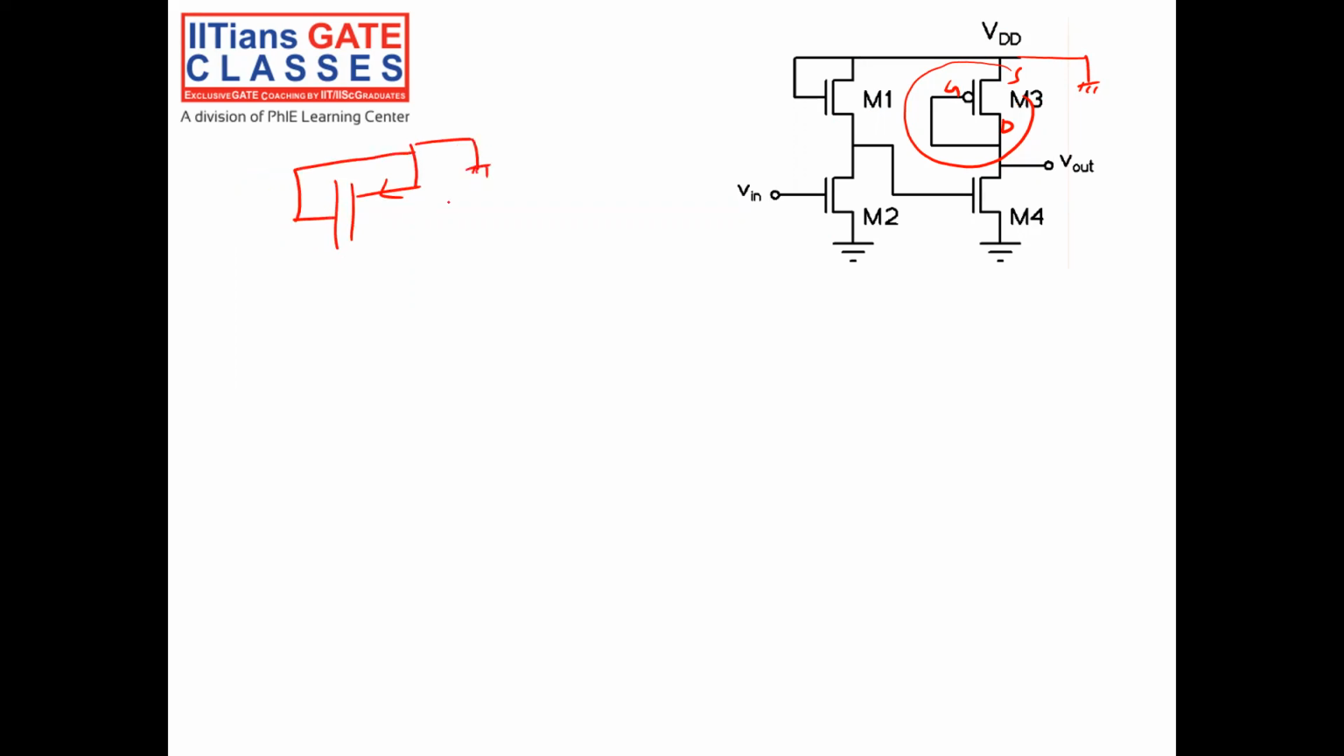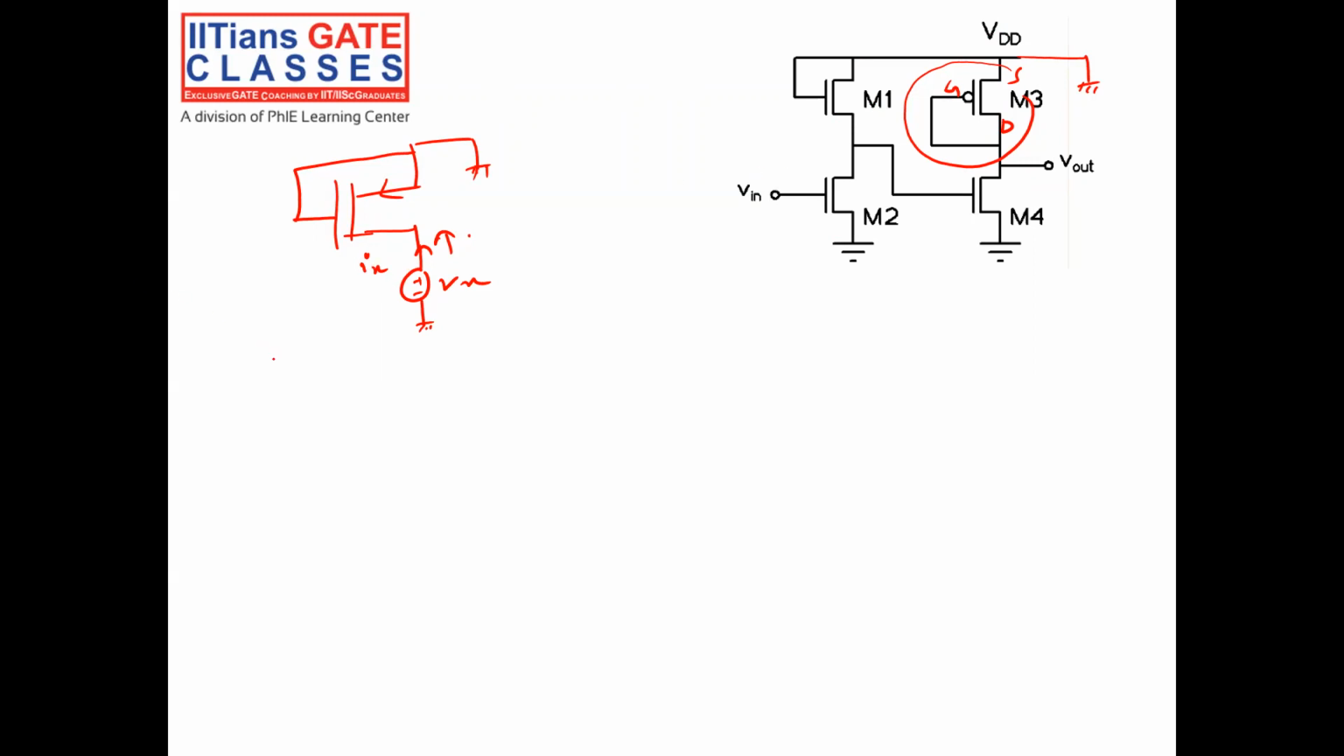This is connected to ground, right? I am looking from the drain at the drain. The resistance is okay. So same thing I will do. I will connect a voltage source Vx, then I will measure the current Ix. Vx by Ix will be giving me my resistance looking from the drain of the PMOS.